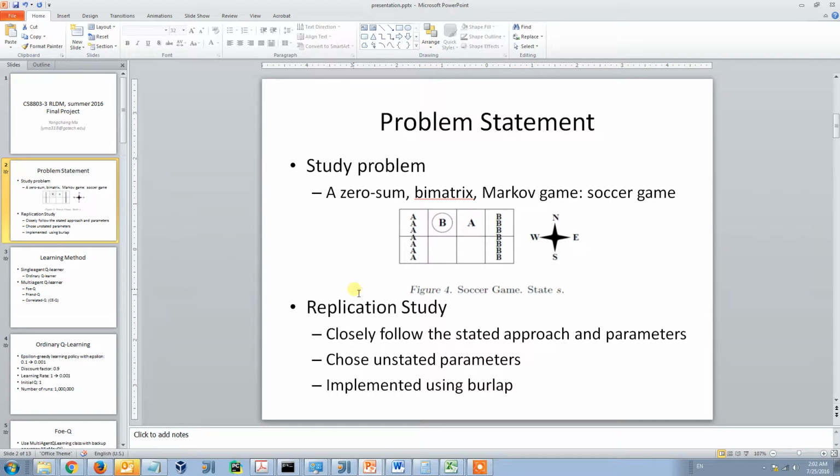This replication step tries to take a zero-sum two-player Markov game, a soccer game. I closely follow the paper unless something is unstated. This is implemented using the Barto lab.